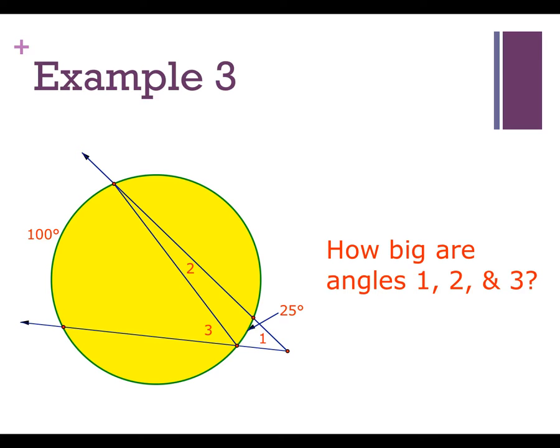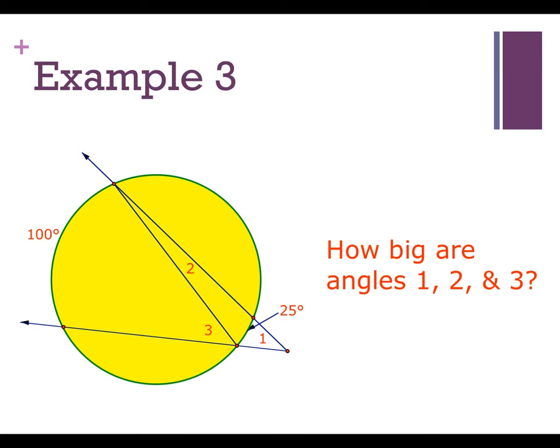Let's go backwards. Logically, it would seem like let's do angle 1 first, but we're going to buck the trend here. How big is angle 3? 50. Why? Angle 3 has the vertex on the circle, therefore it's an inscribed angle, and it is half the measurement of the intercepted arc, therefore angle 3 is 50, well done.